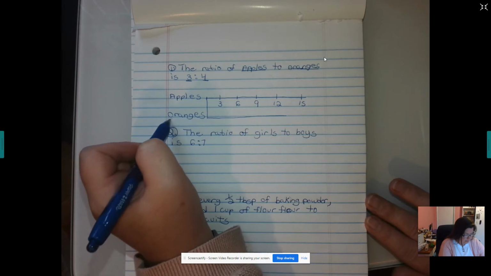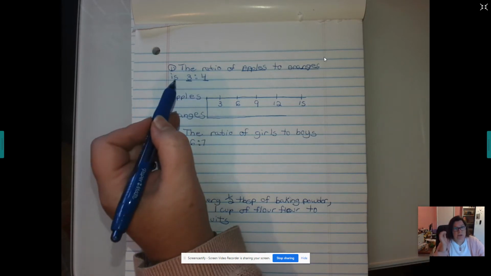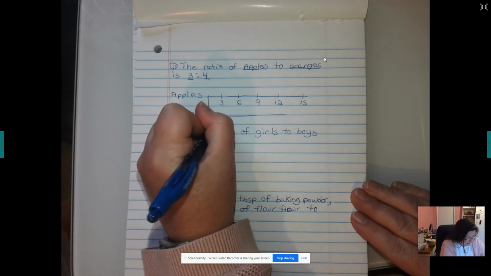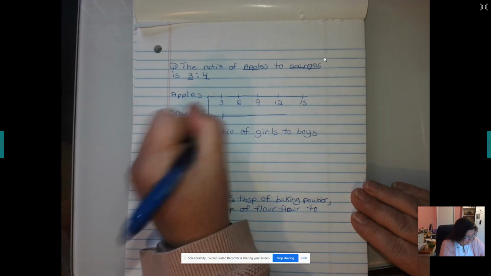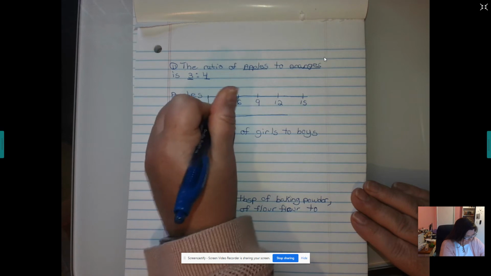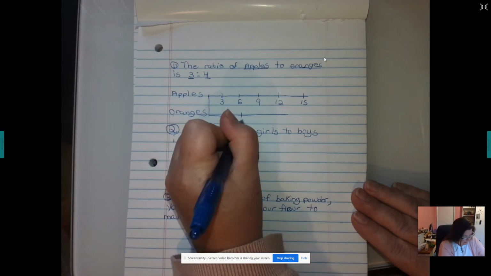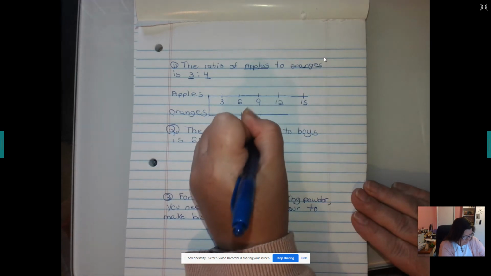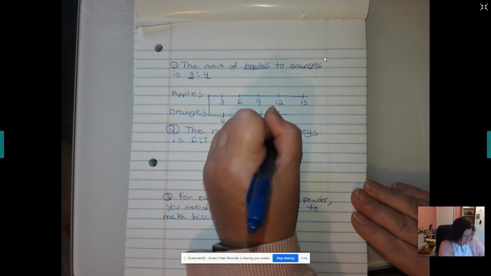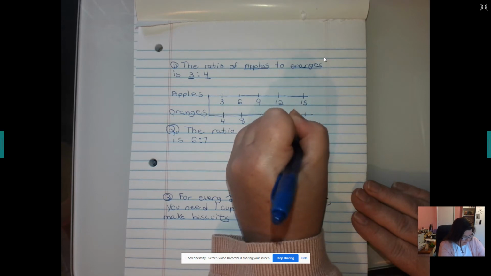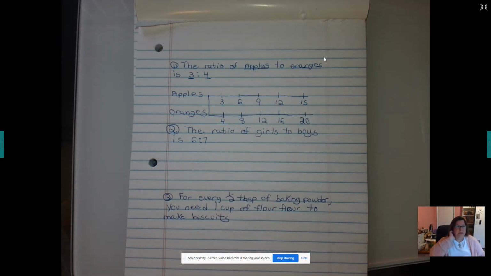Then we look at oranges. 4 goes with oranges. So I'm going to start with this one, 4, but it needs to line up with the first one for apples. So see, line straight up. Then I count by 4s. 8, 12, 16, 20. And that is called a double number line.